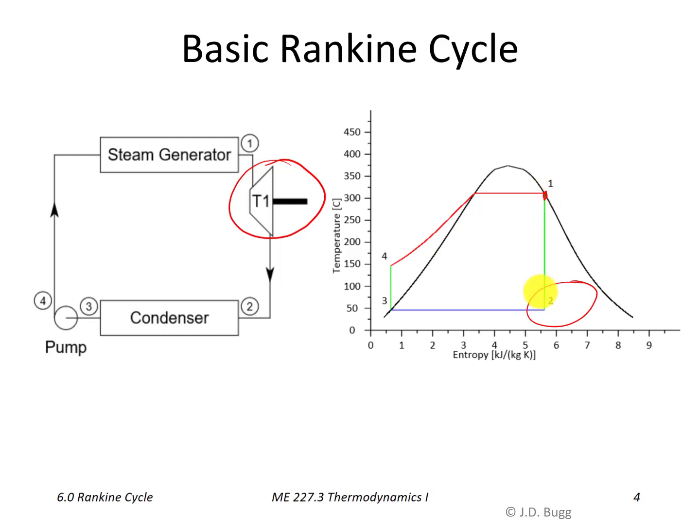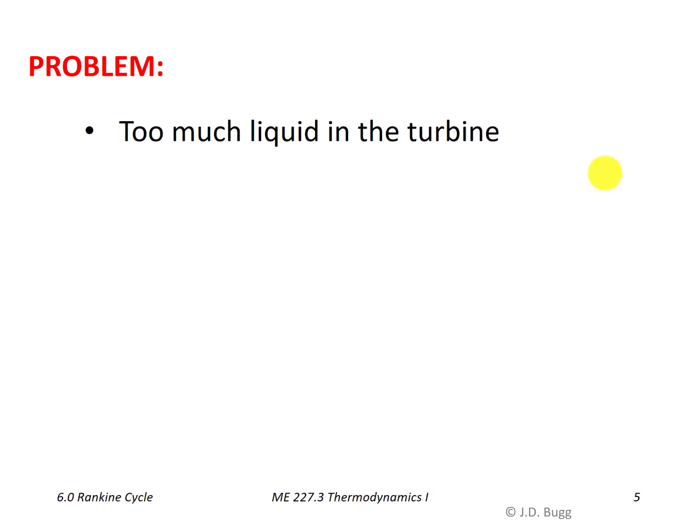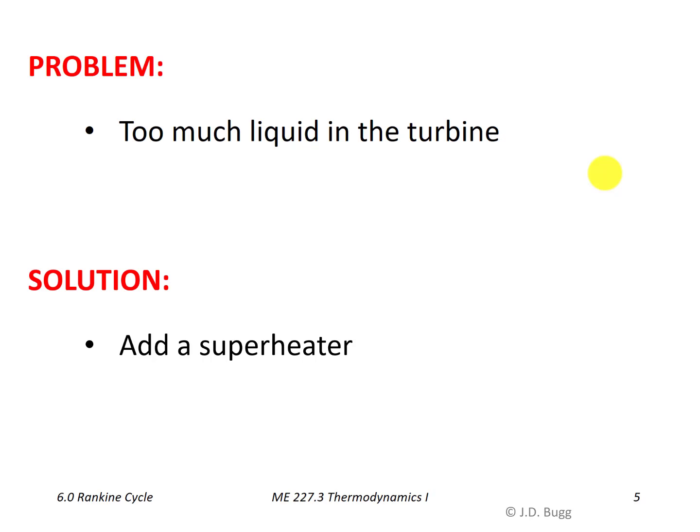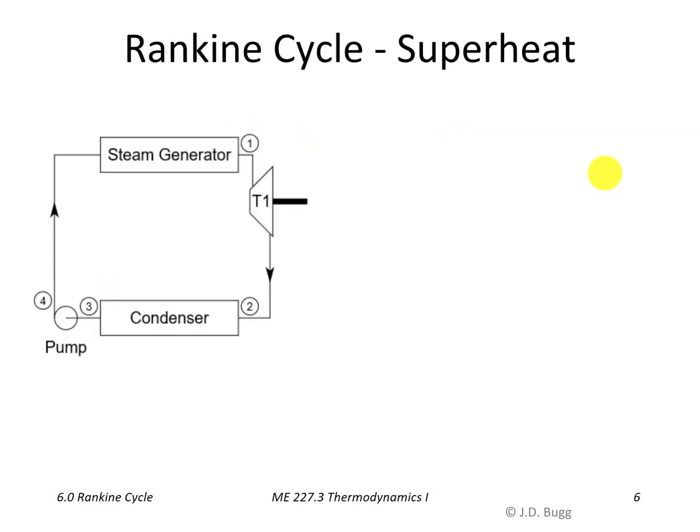So we want to move this turbine process out into superheated vapor region. So that's the next problem. There's too much liquid in the turbine, and our first solution is to add a superheater. Turns out there's a couple different ways to address this problem, but the first one is we're going to superheat the vapor going into our turbine. So in terms of the components, there's no difference here. The superheater is just combined into the steam generator, so this is just going to have a higher exit temperature than it used to. So we're adding additional heat in the steam generator.